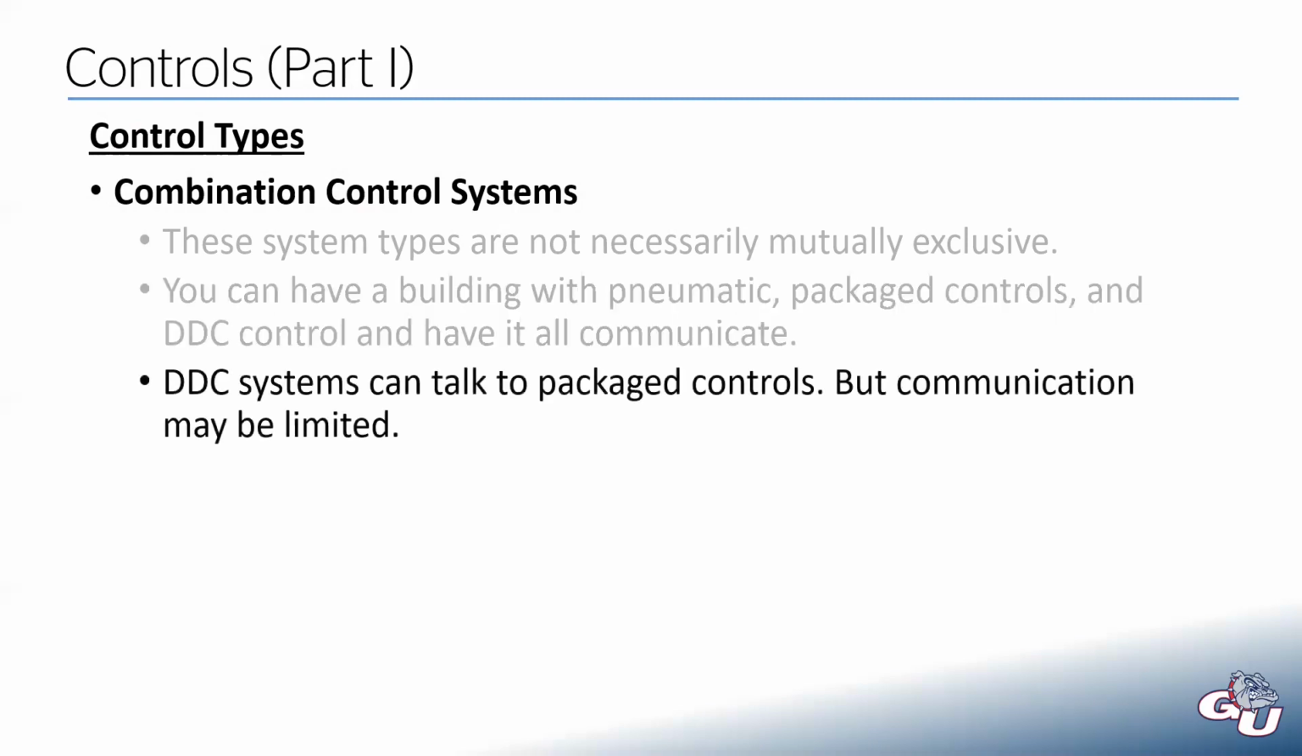But DDC systems usually, not always, but usually can talk to package controls. That communication might be limited, but the package controls might be able to output certain things to the DDC system. Like, what is my unit doing right now? Is the fan running? Is heating running? Is cooling running? We might not be able to control when those things are running, but we might be able to at least pull back the status of what's going on with that unit.